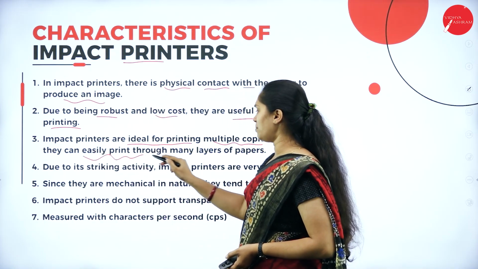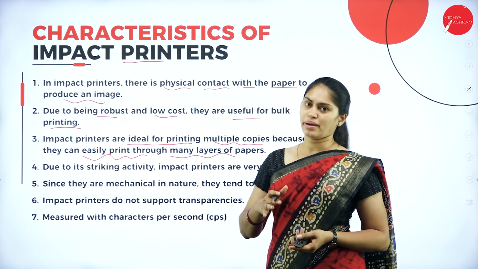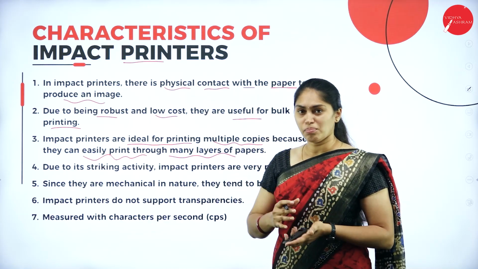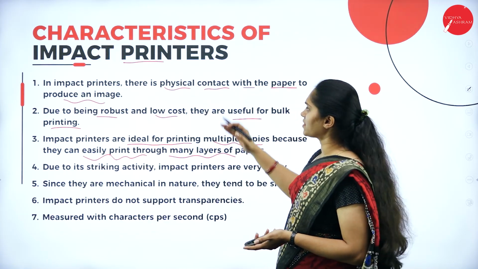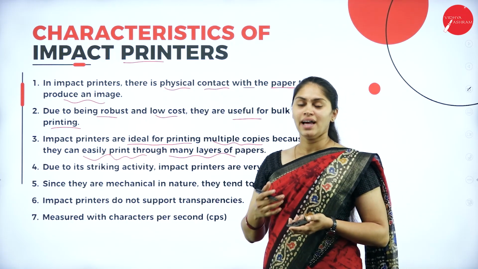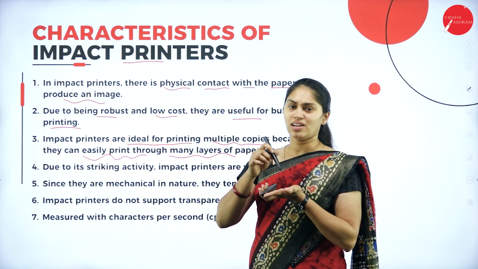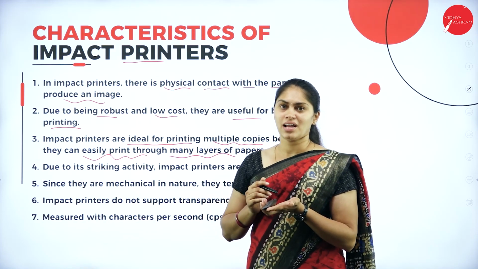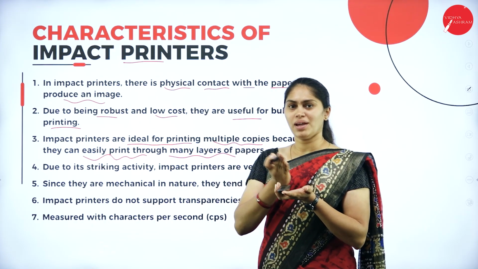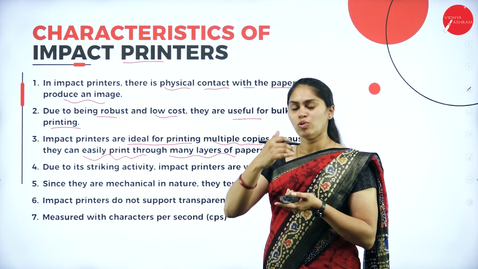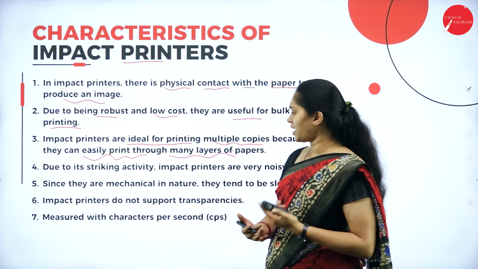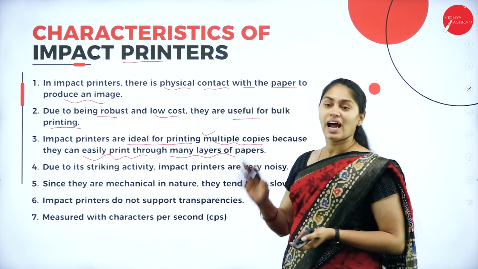Because they can easily print through many layers of the paper. So when you want to have multiple copies at the same time, then this impact printer is helpful. When we have a striking head against that inked ribbon, the impression is going to keep on copying onto one layer after another. That's why we can have multiple copies at the same time.